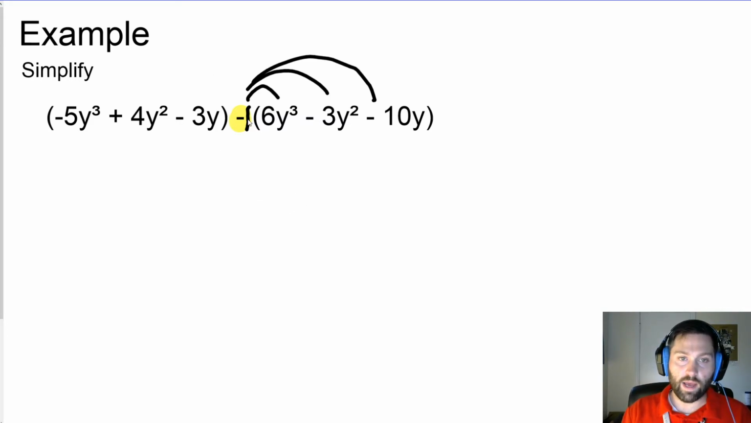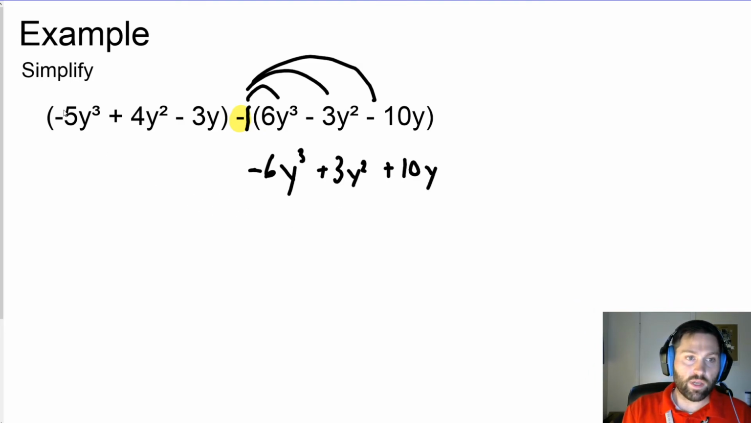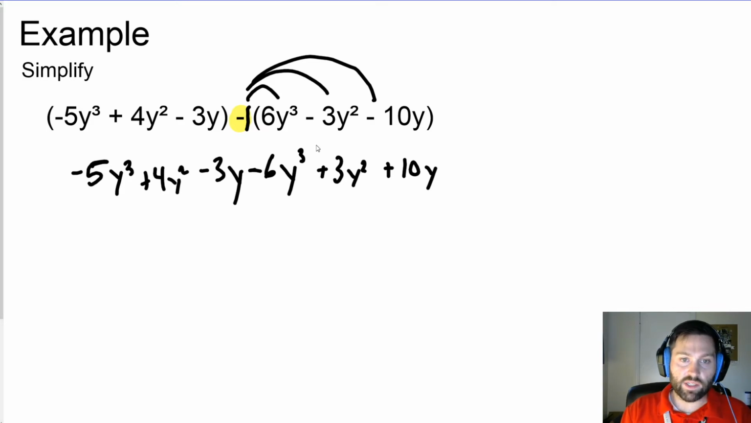So I'm going to do that. And when I do, I get negative 1 times 6y cubed is negative 6y cubed. Negative 1 times negative 3y squared is going to turn into positive 3y squared. And negative 1 times negative 10y is going to turn into positive 10y. So then I will have the original 5y cubed, negative 5y cubed, plus 4y squared, take away 3y, and then I have minus 6y cubed plus 3y squared plus 10y.